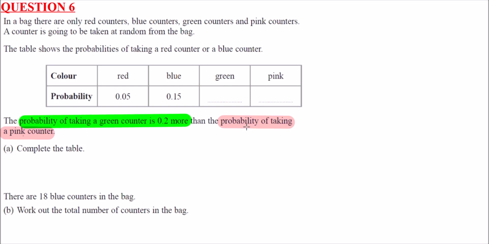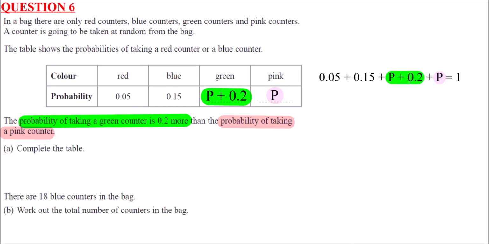So if I say taking a pink one is, say, P, then the chance of taking a green one is 0.2 more. 0.2 more than P is P plus 0.2. I can now generate an equation in terms of P and solve. So if I'm picking a counter, it's got to be either red or blue or green or pink. When I add all these probabilities up, it's got to add up to 1. So 0.05 plus 0.15 plus P plus 0.2 plus P equals 1.